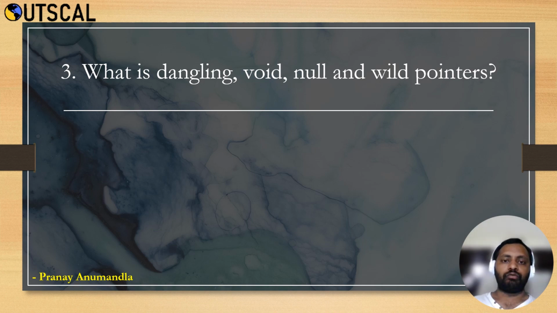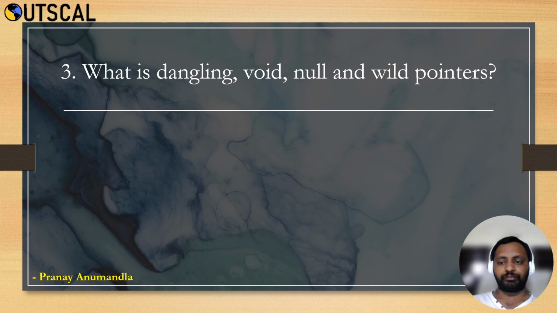Okay, void pointer: void is a type of data. In a void pointer there is no specific type of data. If we assign a character value to the void pointer, it will become a character pointer. If you assign an int value to the void pointer, it will become an int pointer. Void pointer means there is no specific type of data pointed to by the pointer. It might be anything.